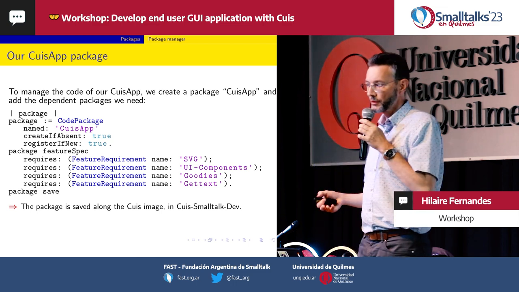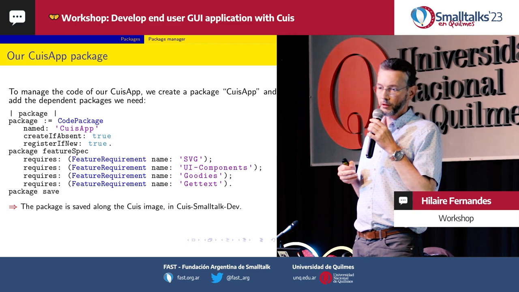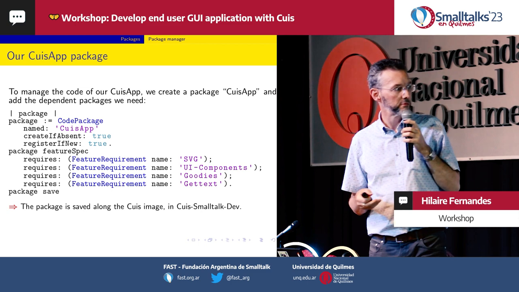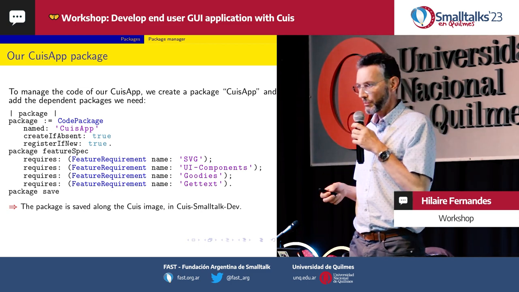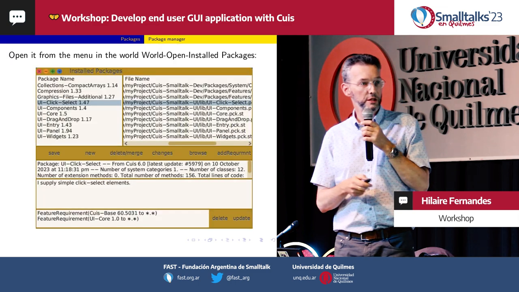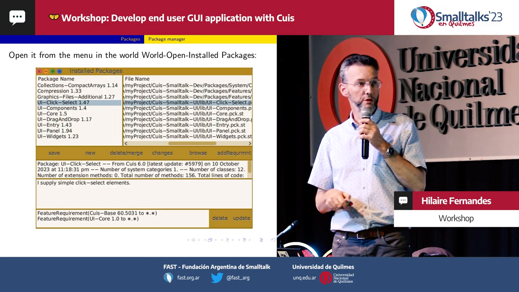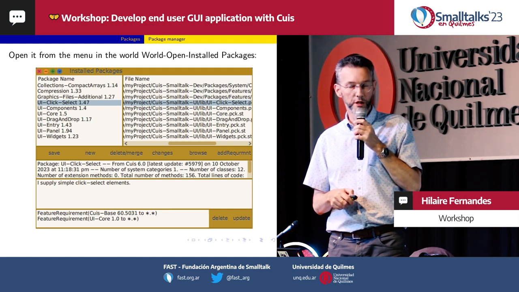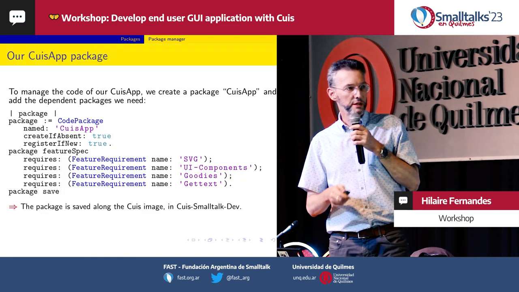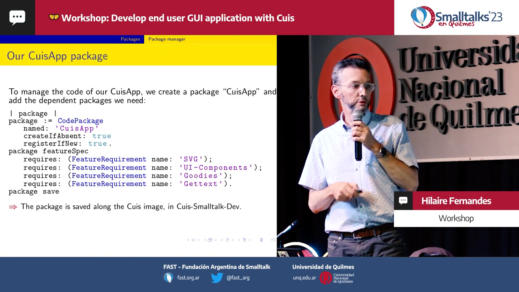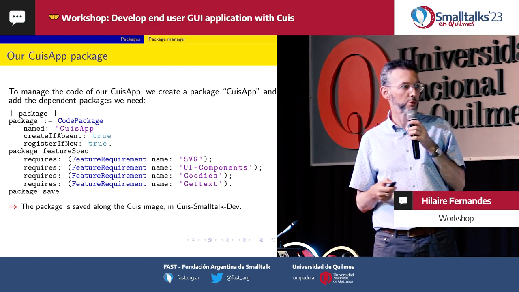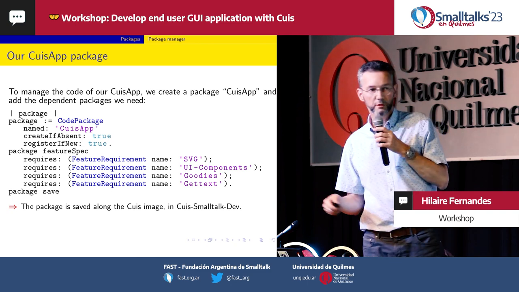So regarding the package for our own application, there are different ways to do it. We can do it programmatically, or we can do it with the UI, with this window. We can create a new package, and we can call it Cuis app. This time, I did it differently. I did it with code. I never did that before, but I wondered, okay, can we do it with code? So we can just see what is going on.